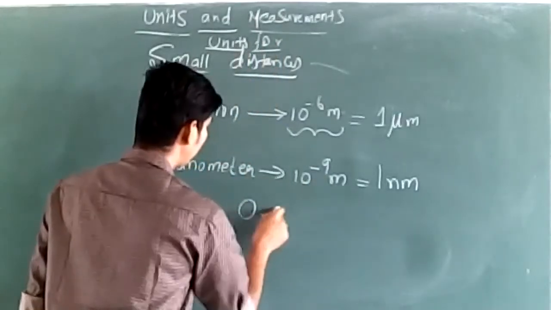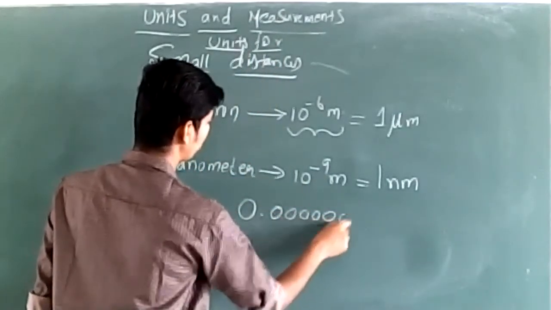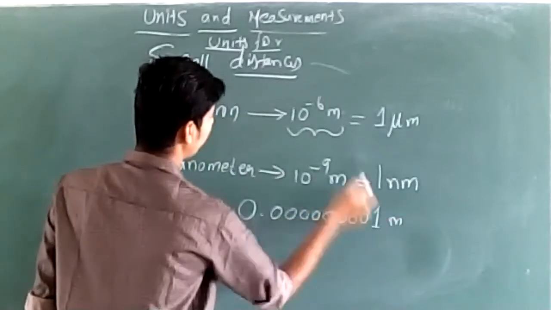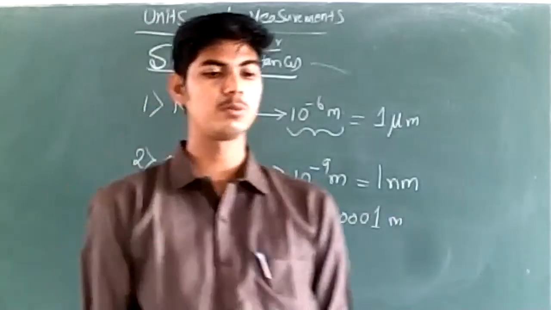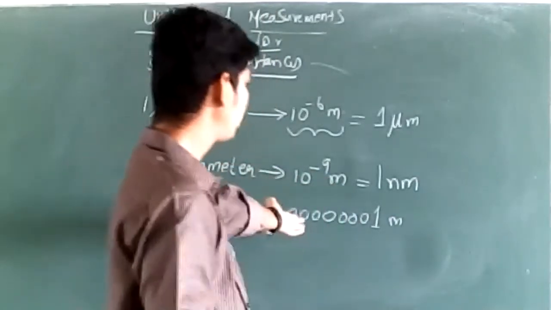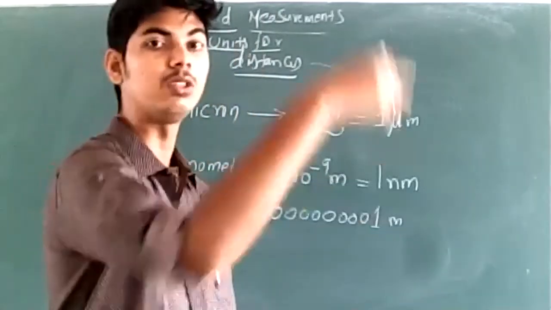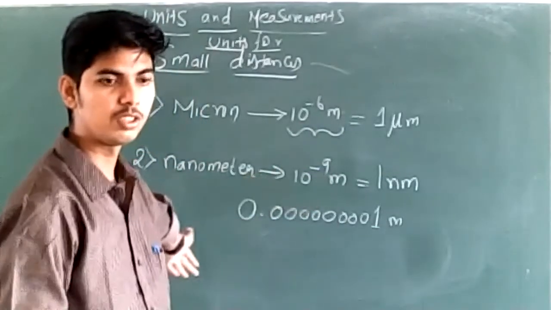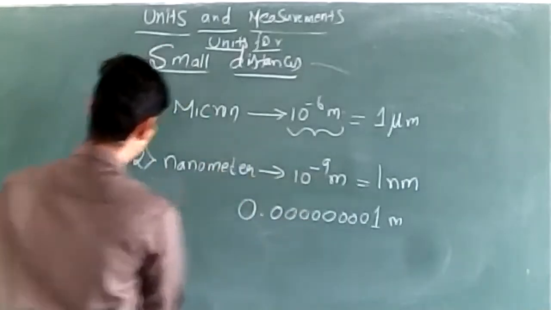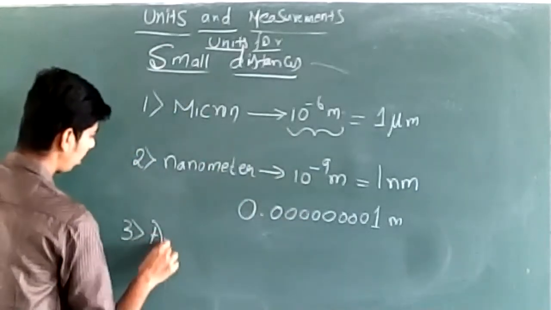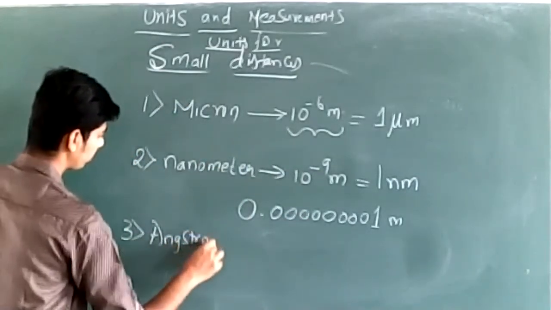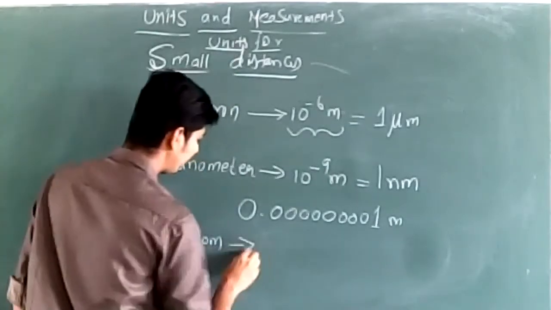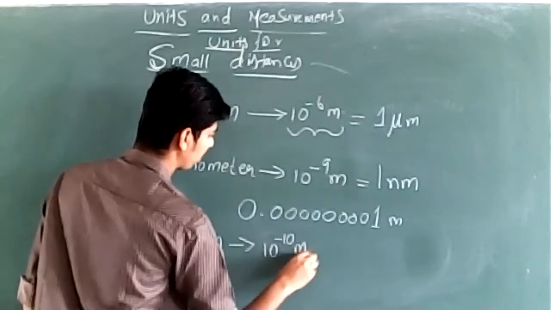This is like 0.000000001 meter, 1 2 3 4 5 6 7 8 9. You have to put 8 zeros and then 1. This is still smaller, still a small length. This is 1 nanometer. After this we use angstrom. Angstrom is nothing but 10 to the power of minus 10 meter.